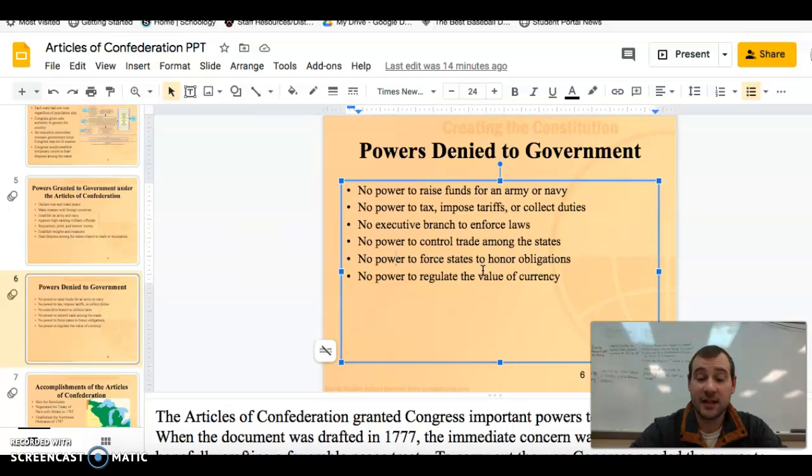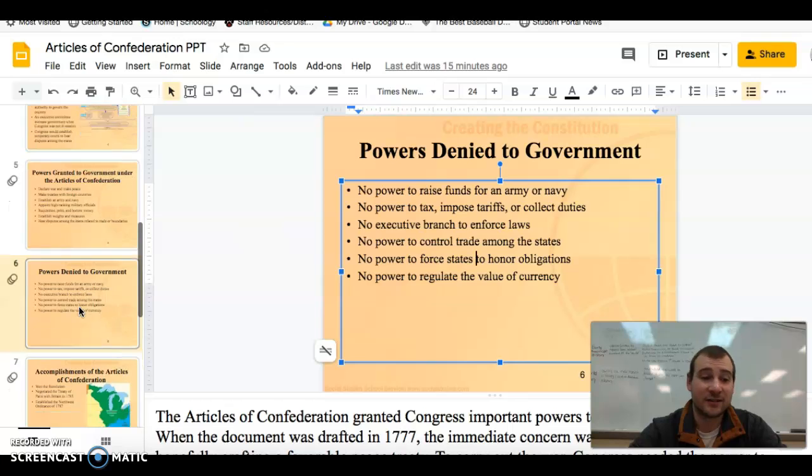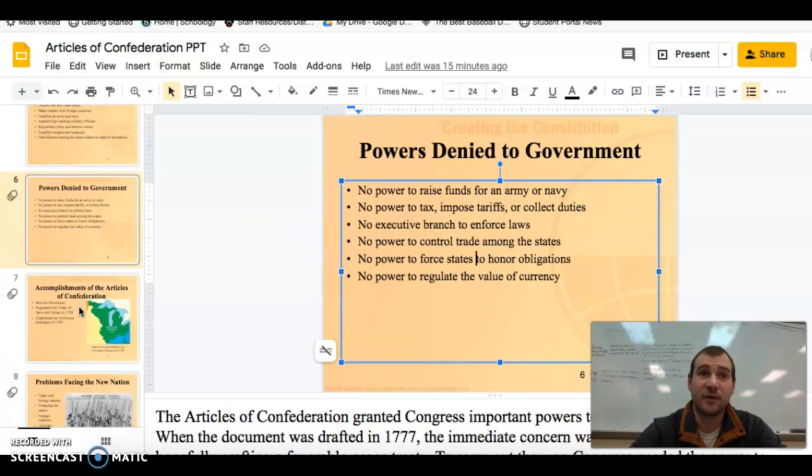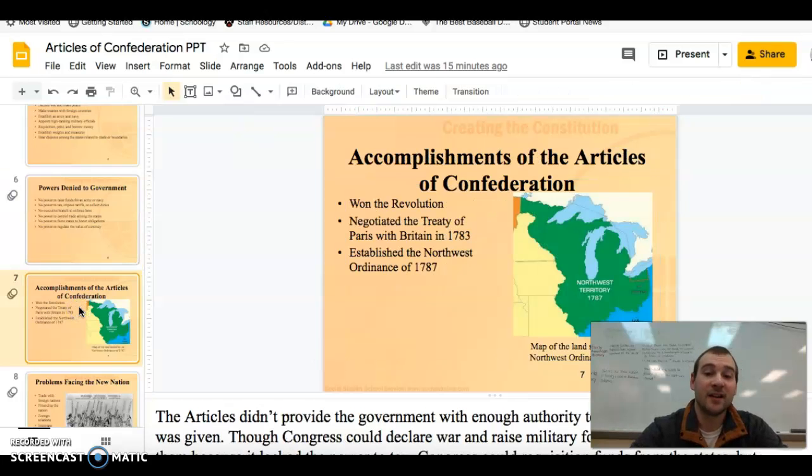If the federal government cannot afford stuff, they would ask the states for money, and the states would say yes sometimes, but then they just would never end up paying it. And a lot of times the states just said no. So that's another obvious glaring issue when your national government has no money to do anything, not even raise an army to defend yourself. All right, let's move on here.